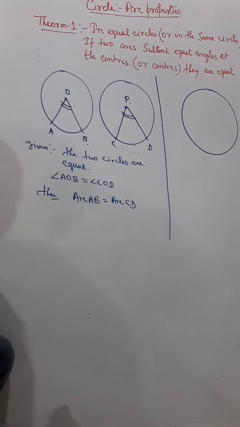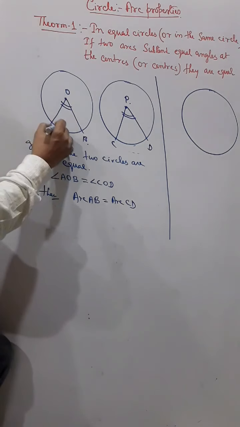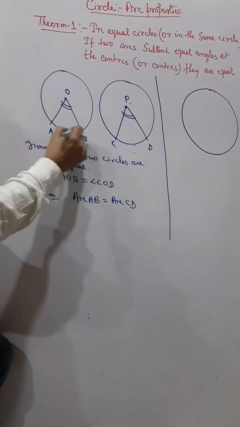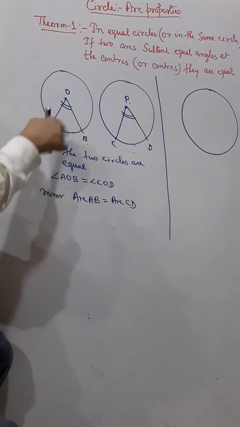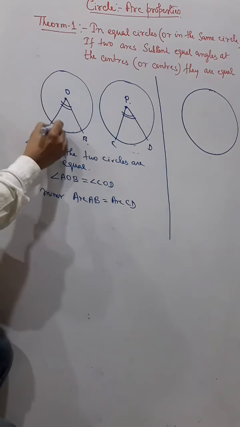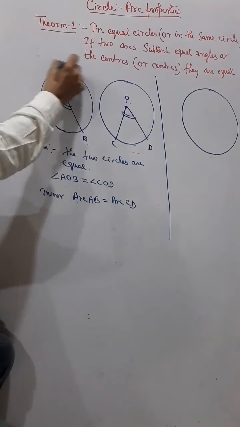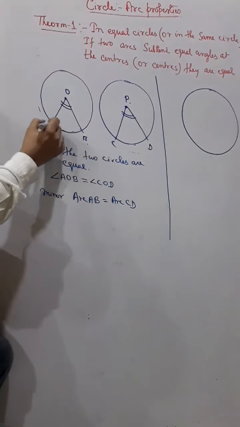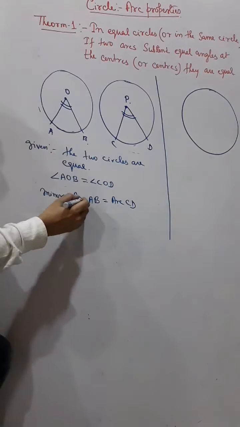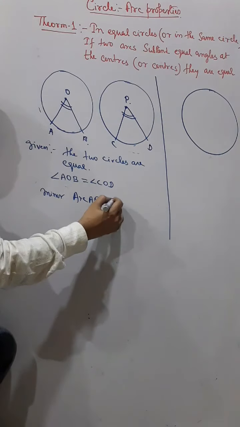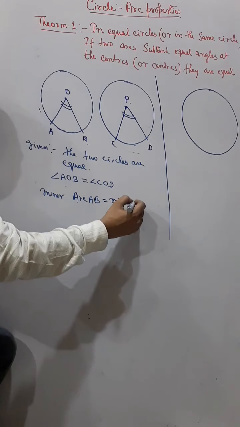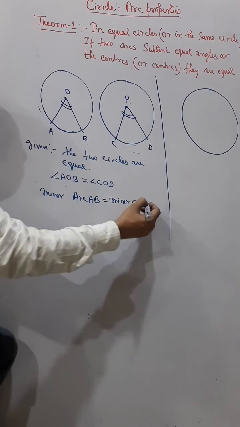Now this arc, the smaller part of the arc, is known as the minor arc. So we can say it is a minor arc because you can look at this arc from two points of view. One is this part and one is this part. So this smaller part is known as the minor arc. So we can say minor arc AB is equal to minor arc CD.